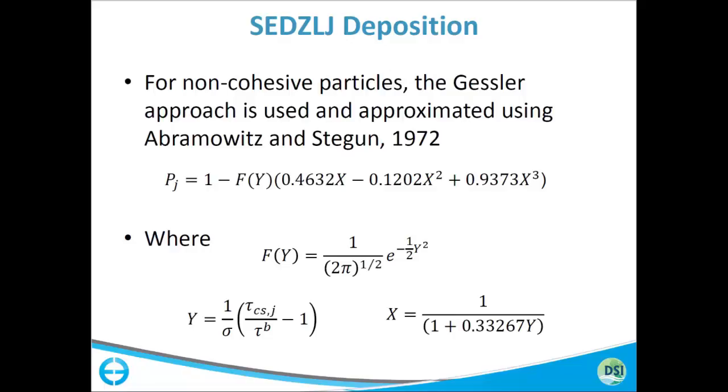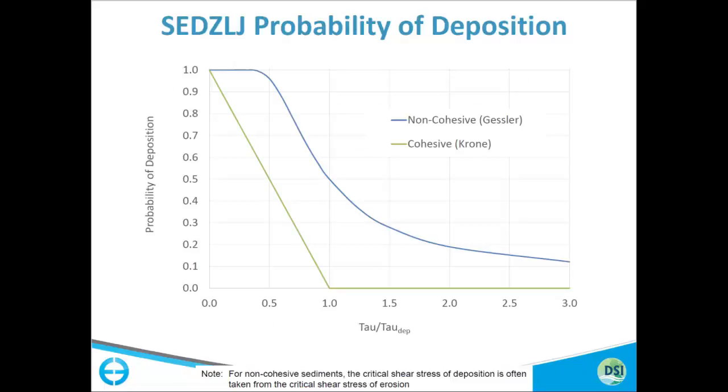This is where some bugs got into SEDZLJ, and I didn't find this until I was plotting this data up so I could show you guys. I'm looking at this and, now wait a minute, this doesn't make any sense. And I ended up finding a bug that produces some really strange results, and it has now been fixed. These numbers are the correct values to use for probability of deposition, and that's now what's in EFDC 8.3 and 8.4. This is the way it's supposed to look.